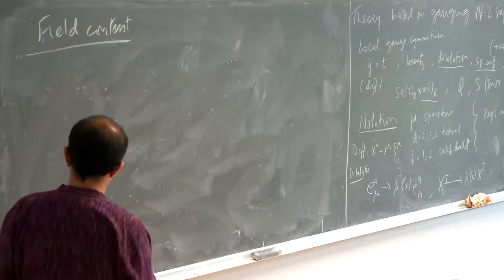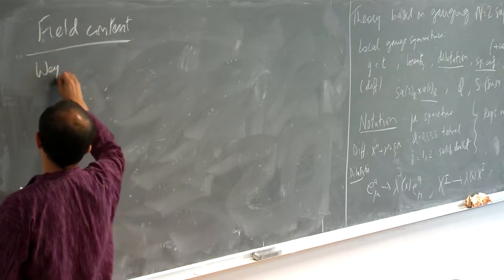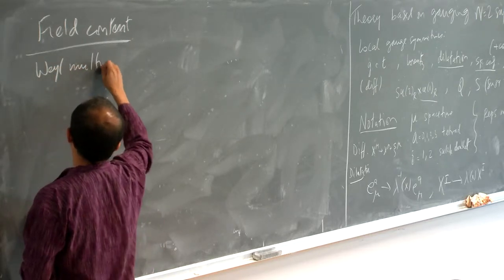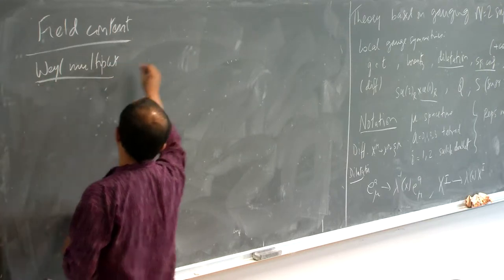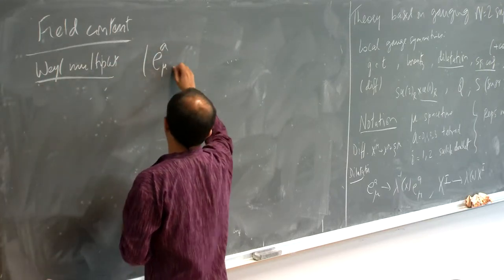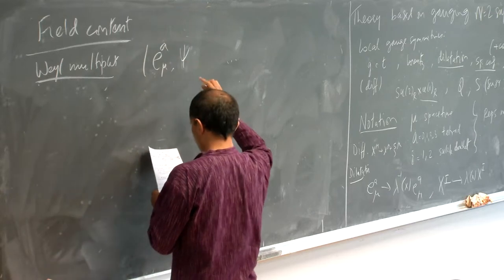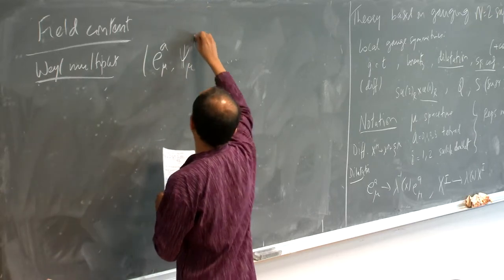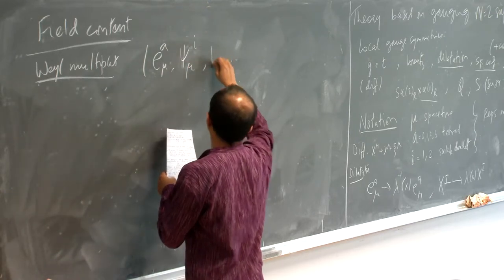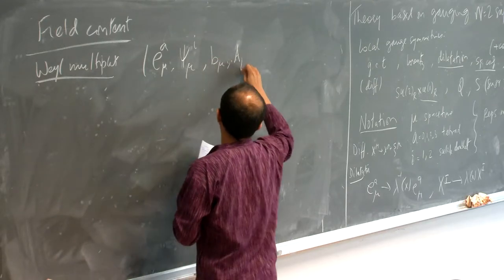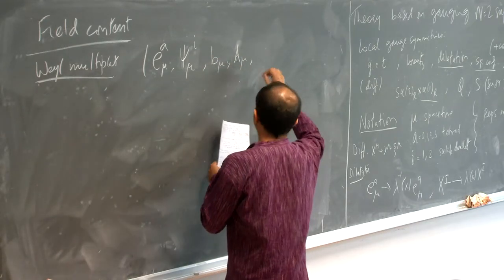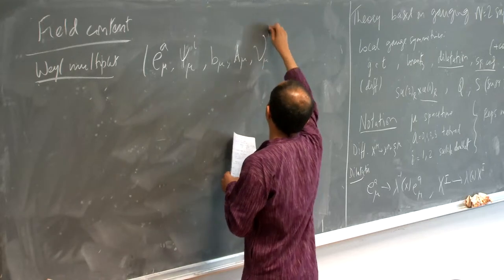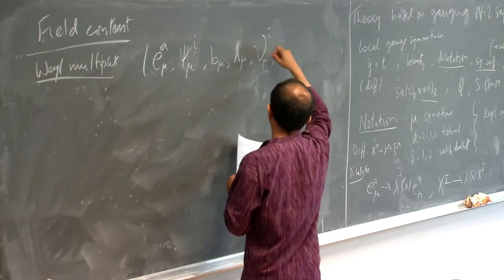So the field content is, as I said, there's a Weyl multiplet, which has the following fields. There's the vielbein, there's the gravitino, or rather two gravitini. There are two gauge fields, A_mu and B_mu. Then there's an SU(2) gauge field called V_mu^ij. So there are three of them.